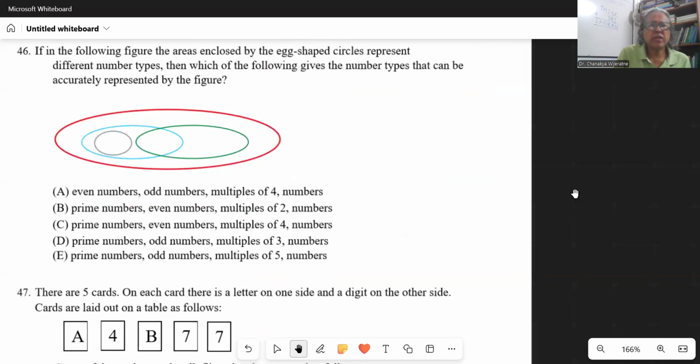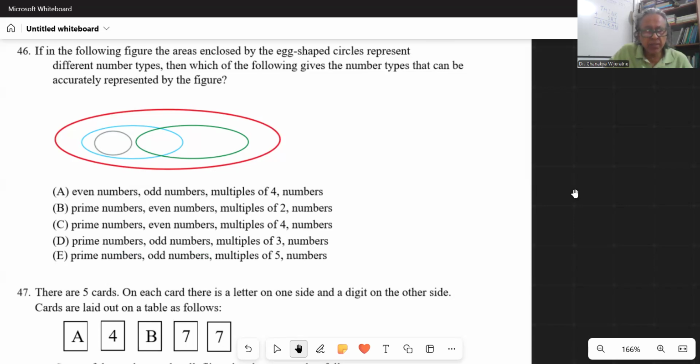If in the following figure, the areas enclosed by the egg-shaped circles represent different number types, then which of the following gives the number types that can be accurately represented by the figure? So we have one big red egg-shaped circle, and inside we have blue and green. They seem to be intersecting, and then inside blue we have a gray one, and it does not intersect the green one, right?